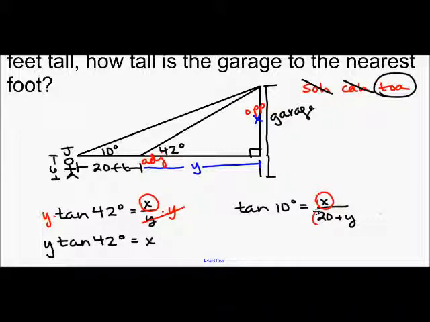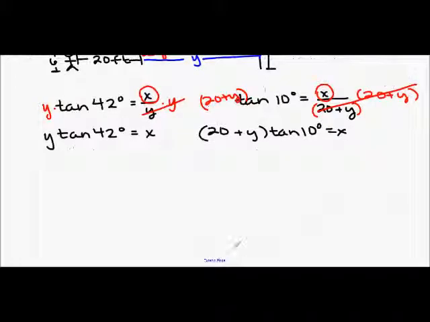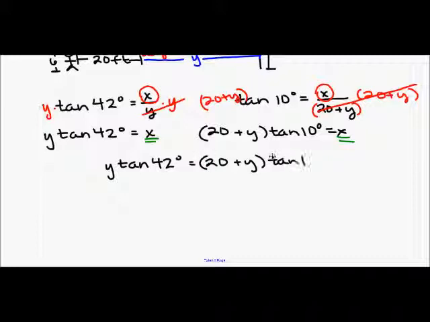And over here, I need to multiply by 20 plus Y. Those cancel. So I have 20 plus Y times tan of 10 degrees equals X. Okay, we're getting a lot closer now. So I have X and X, two different things that X equals. What can I do now? Well, I could set those two things equal to each other because they're both the same thing. So I can say Y tan 42 degrees equals 20 plus Y times tan of 10 degrees. Since I only have one variable now, I can actually solve for Y, which is useful to me.